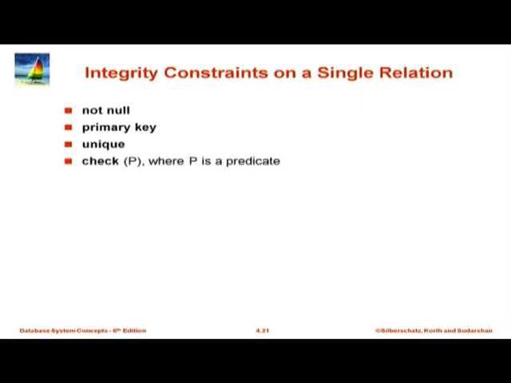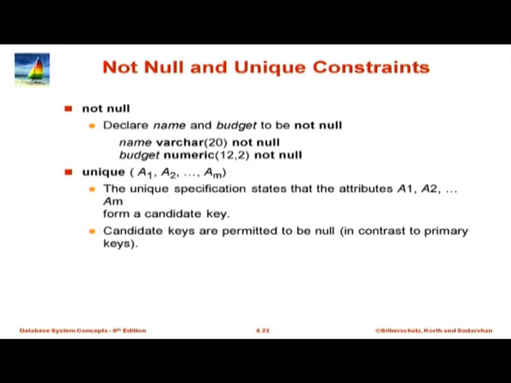Then there are a few slides on integrity constraints. We already saw not null and primary key. There are a couple more, unique and check, which I will cover quickly before the tea break. So unique simply says that a set of attributes is unique. That is, no 2 tuples can have the same value for all of these attributes. In other words, the unique specification states that the attributes form a candidate key.